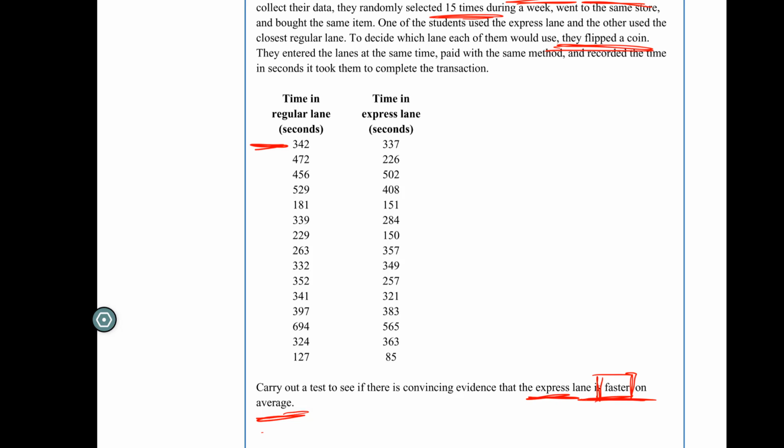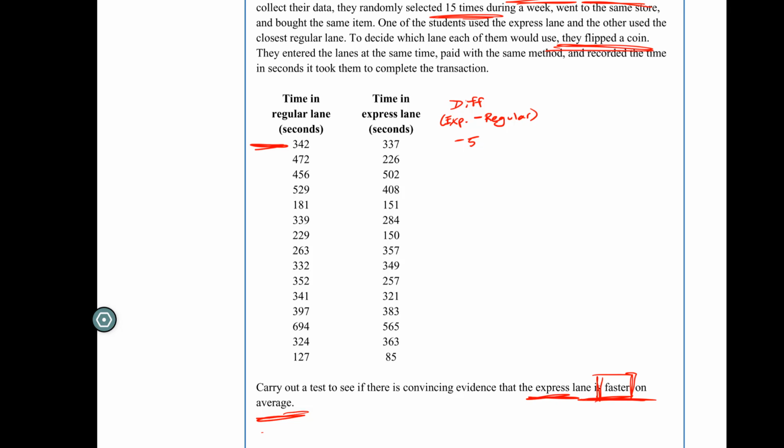I'm going to look at this and define it as the difference, and I'm going to do express minus regular. Defining that order of subtraction is extremely important here, and we'll see why in a little bit. So if I do express minus regular, how much faster was the express lane than the regular lane? It was faster by 5 seconds. Now I have to make sure I include that negative sign because 337 minus 342 is indeed negative 5.